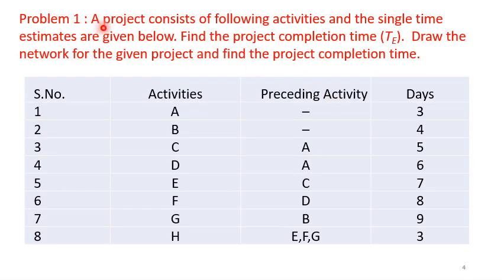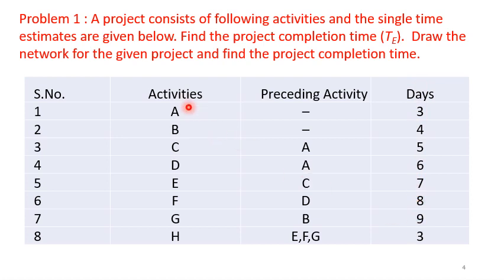Let us take a problem. A project consists of the following activities and the single time estimates are given below. Find the project completion time, capital TE. Draw the network for the given project and find the project completion time. So this table lists 8 activities: activities A, B, C, D, E, F, G and H. There are totally 8 activities with the precedence relationship and the expected times of the individual activities.